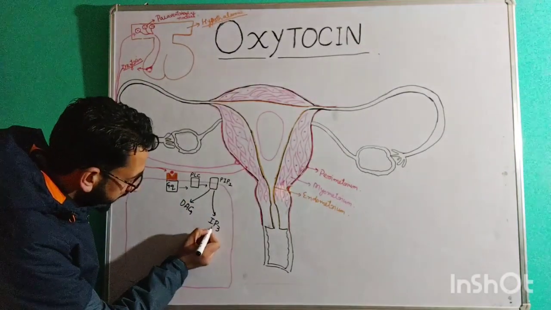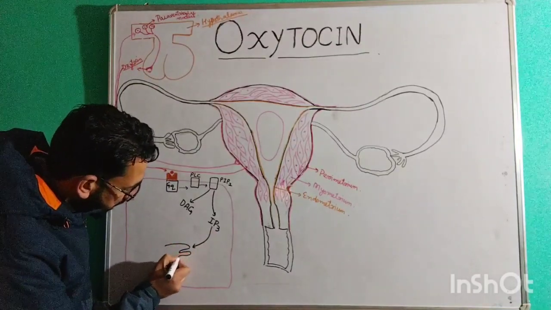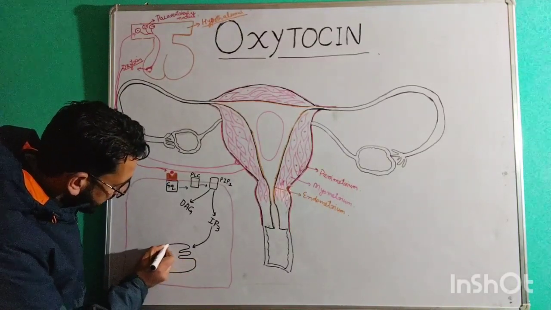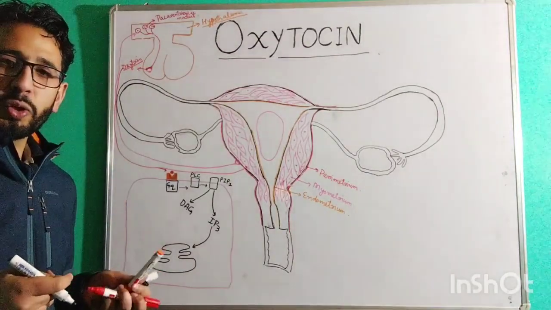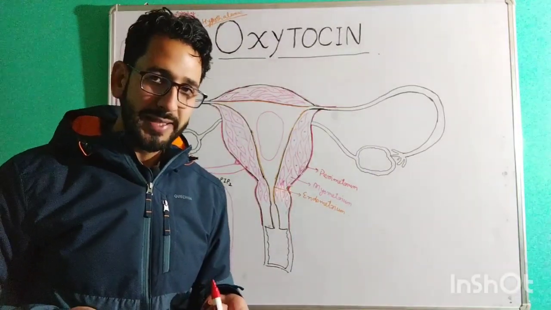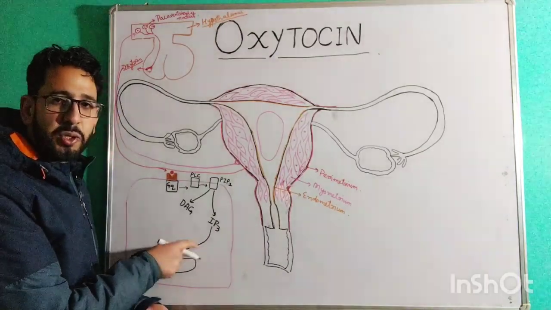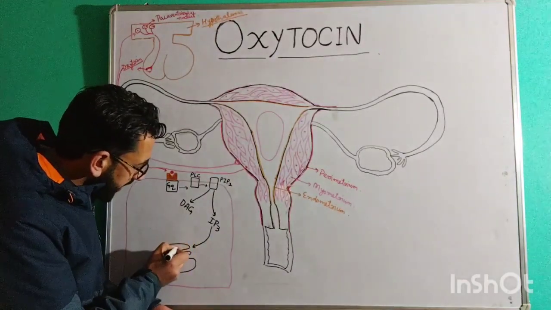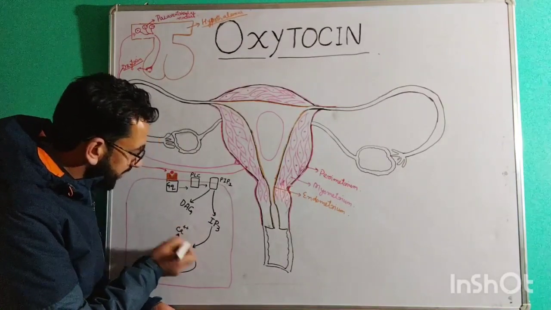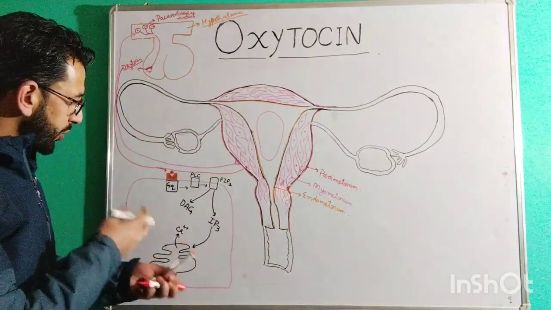Now IP3 acts on the sarcoplasmic reticulum of the cell. The sarcoplasmic reticulum has different roles inside the cell, and one important role is the storage of calcium inside the cell. Fine. This IP3 goes and acts on the sarcoplasmic reticulum and leads to the release of calcium from the sarcoplasmic reticulum into the intracellular fluid, inside of the cell, or into the cytosol.